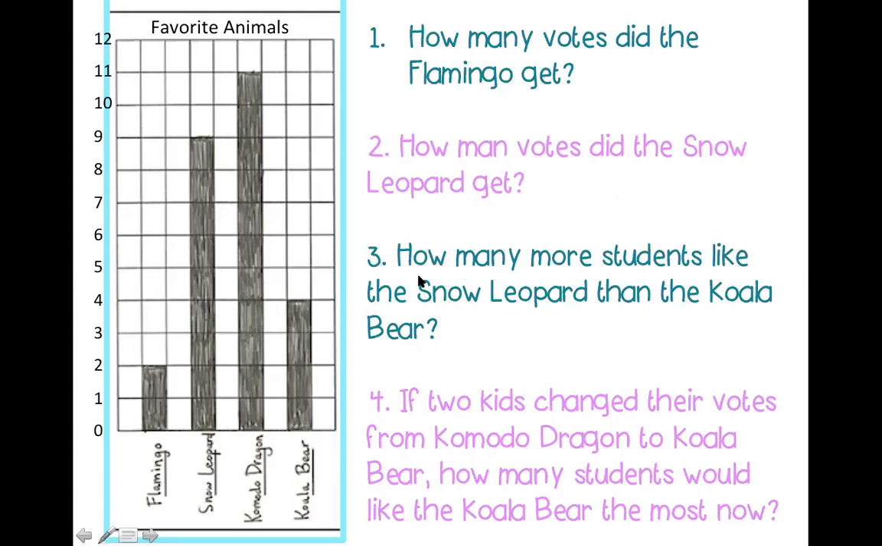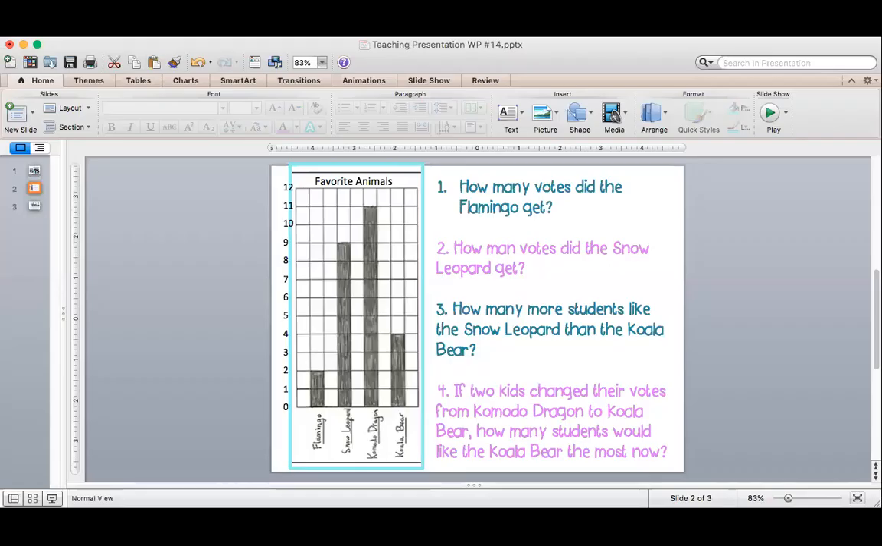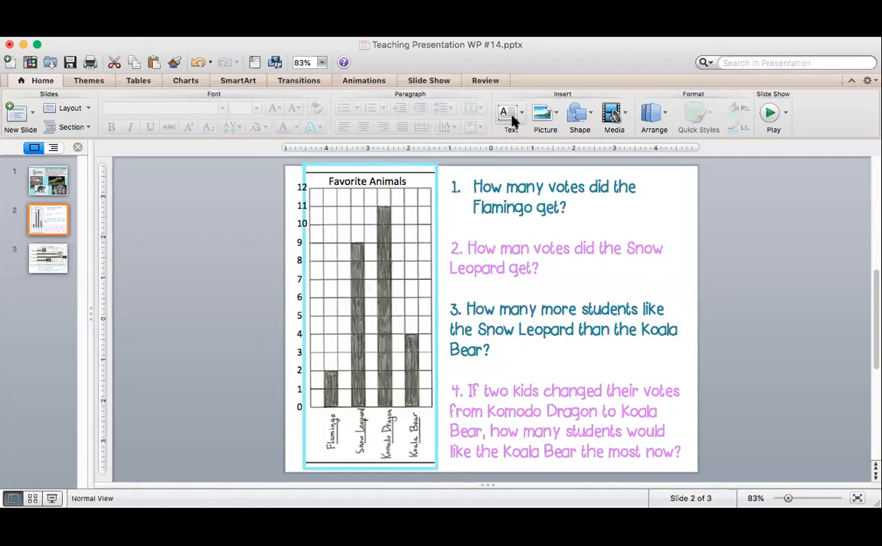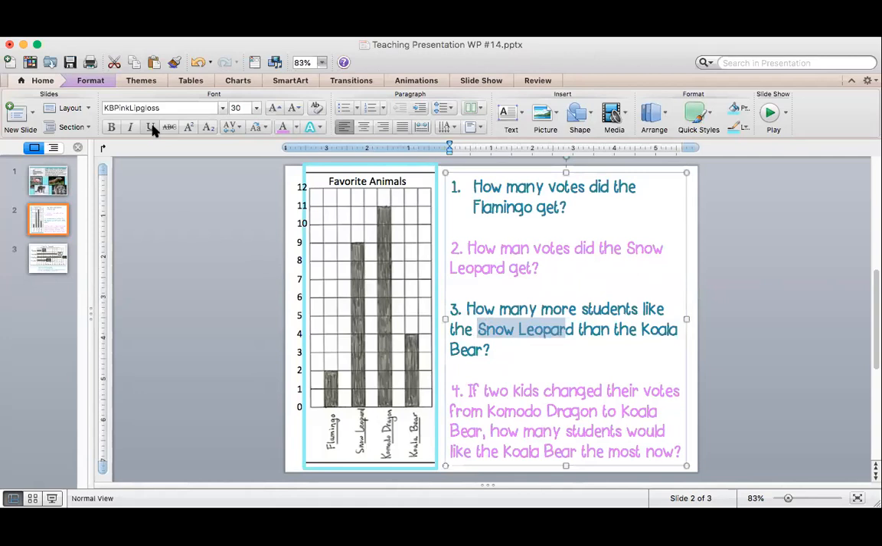Now let's look at question number 3. How many more students like the snow leopard than the koala bear? So now we need to look at 2 different bars. Which 2 bars do we need to look at? We need to look at both the snow leopard and the koala bear. I made this a little bit bigger because I want to be able to add some text here now.